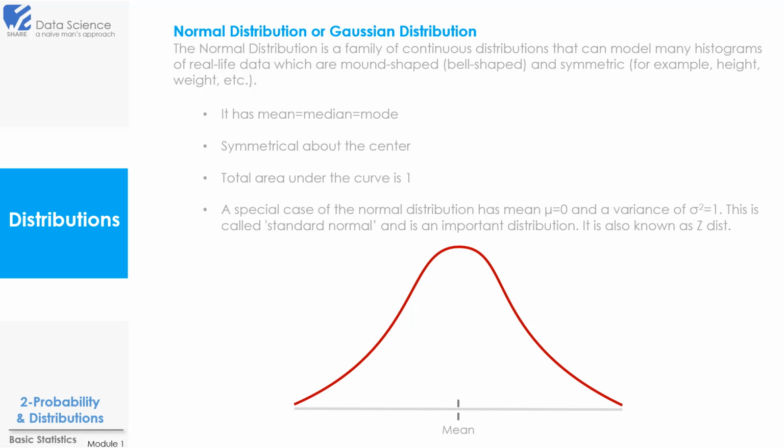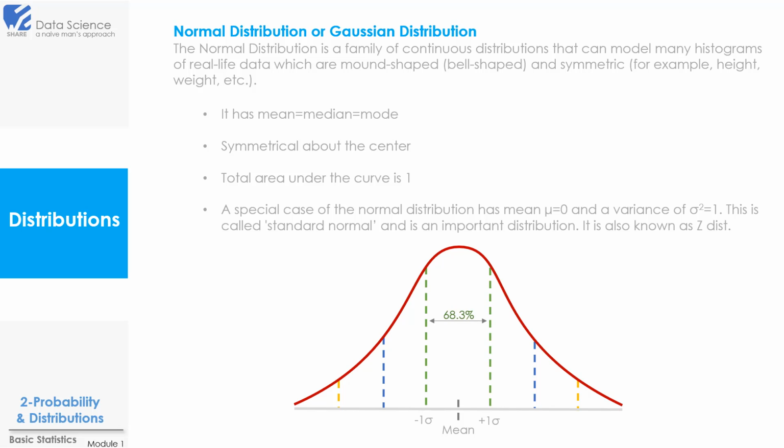Then a special case of this normal distribution is called Z distribution or standard normal. And it is a very important distribution. Here we have mean equal to 0, and variance or standard deviation equal to 1. Then if you see, we have limits defined in terms of standard deviation.